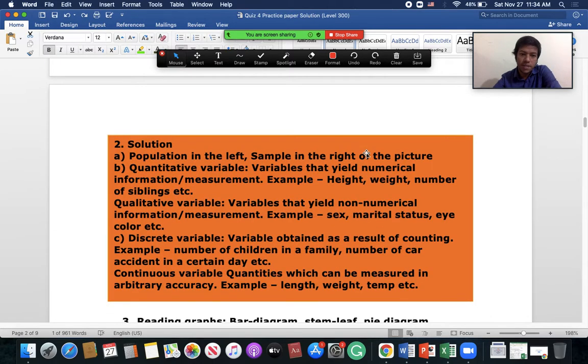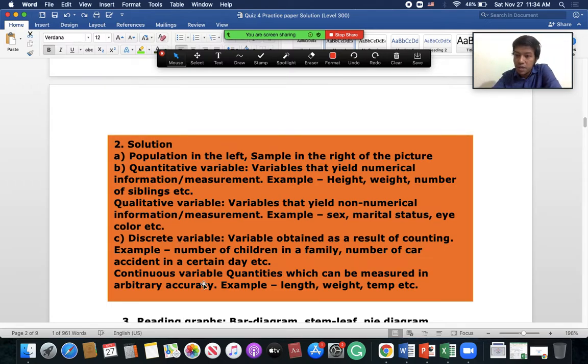Okay, these are the answers. Population is on the left, sample is on the right of the picture. Quantitative variable means variables that yield numerical information or measurement. These are examples. Qualitative means the variables that yield non-numerical information, because it is quality. That's why sex, marital status, eye color, etc. Discrete variable means variables obtained as a result of counting. That is counting 1, 2, 3, 4. That is called counting. Counting numbers means 1, 2, 3, 4.